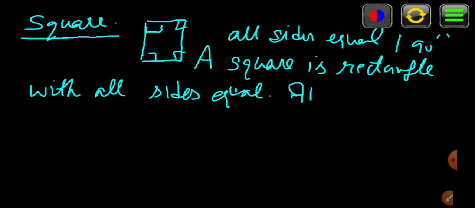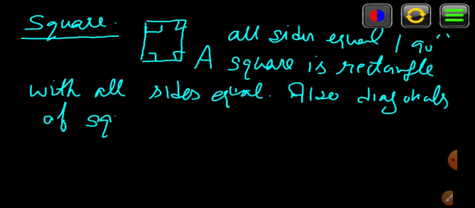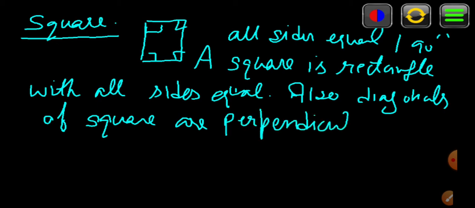Also, diagonals of square are perpendicular bisector of each other.